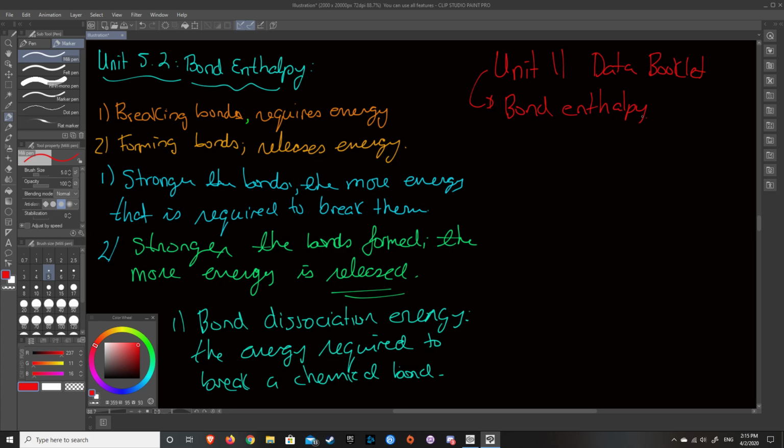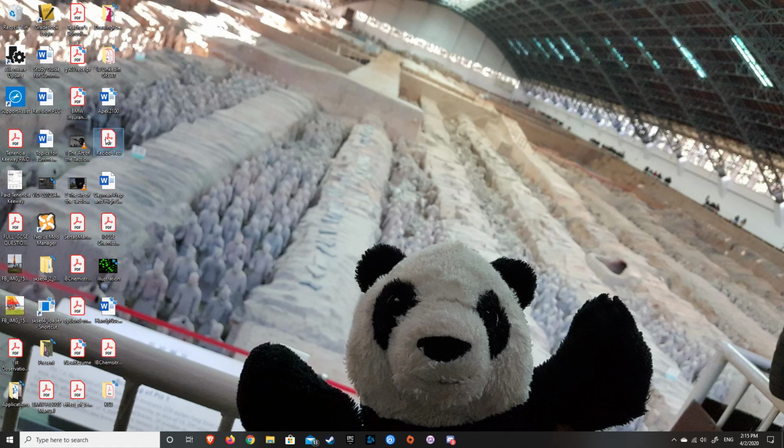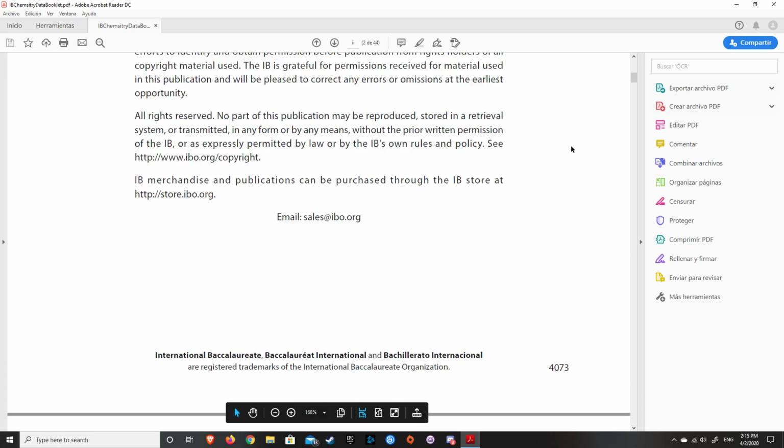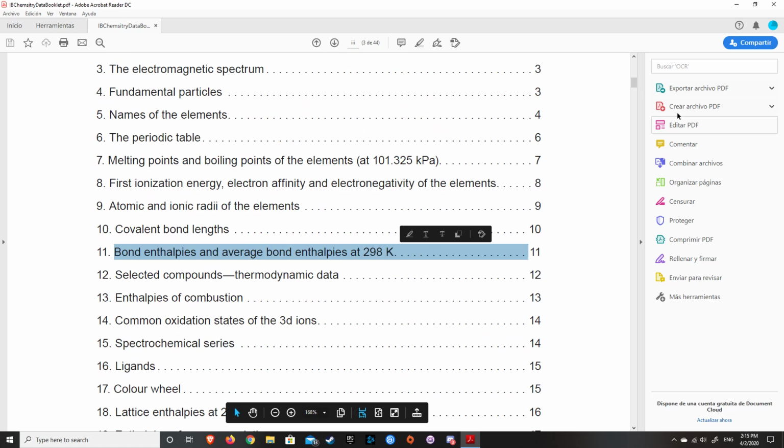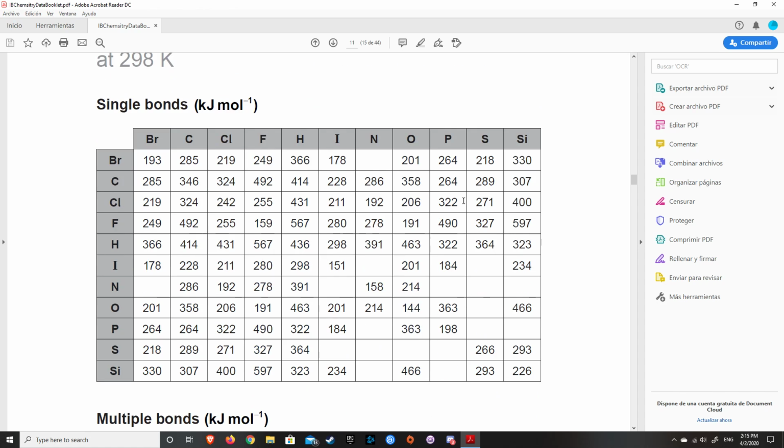So bond enthalpy. Let me see if I can get that data booklet up right here, and we can talk about it in a second. IB chemistry data booklet right here. So let's go down to section 11. Let's make sure it's the right one. Bond enthalpies, page 11. So let's go to page 11, and we've got bond enthalpies right here.